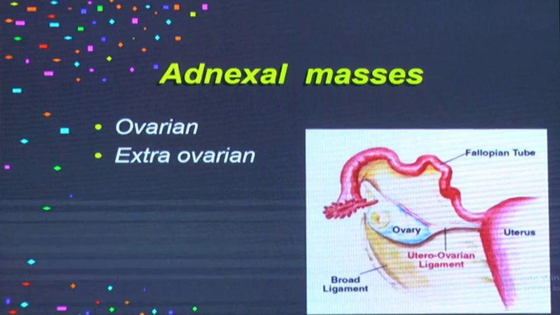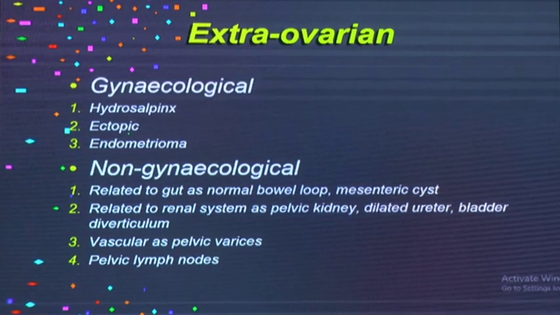And sometimes there are non-gynecological causes. Gynecological extra-ovarian masses include the hydrosalpinx, ectopic pregnancy, and endometrioma. Non-gynecologicals may be related to the gut, such as dilated bowel loops or mesenteric cysts, or they may be related to the renal system, such as pelvic kidney, dilated uterus, and bladder diverticuli, and vascular causes such as pelvic varices and pelvic lymph nodes may also present as a pelvic mass.